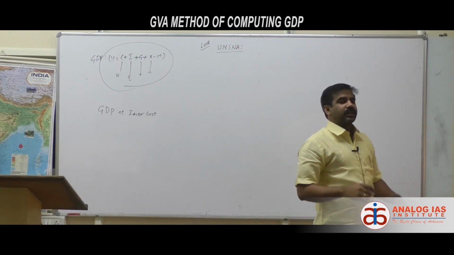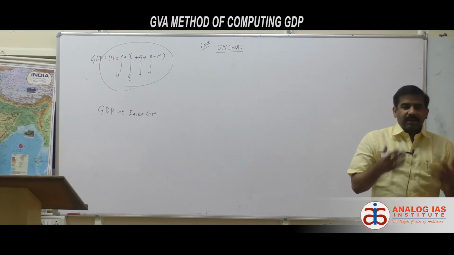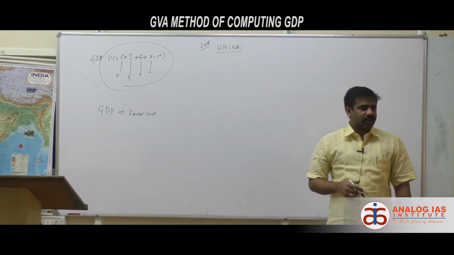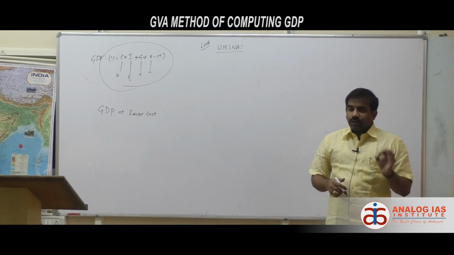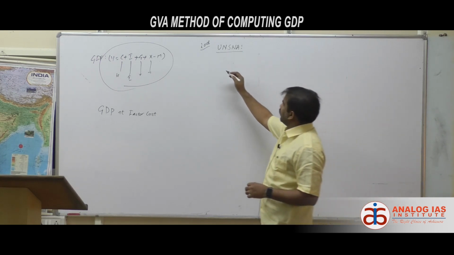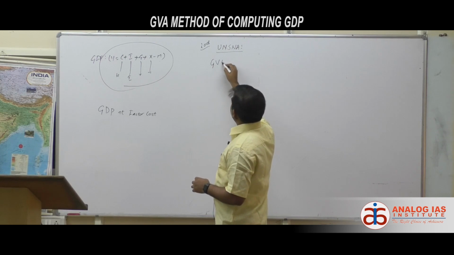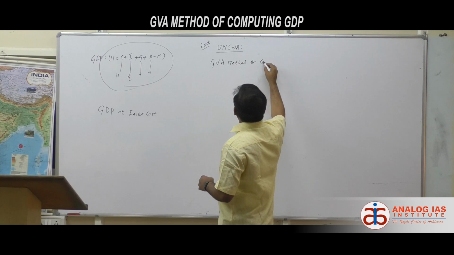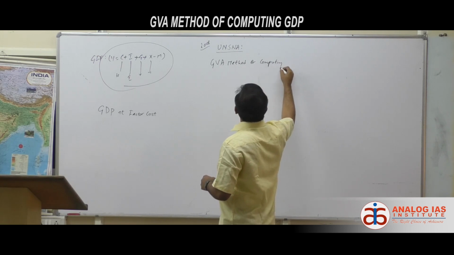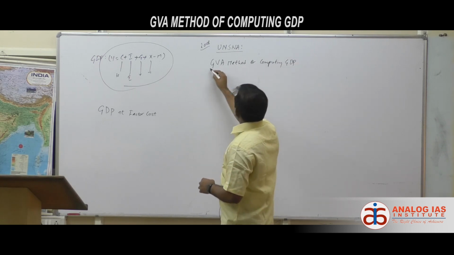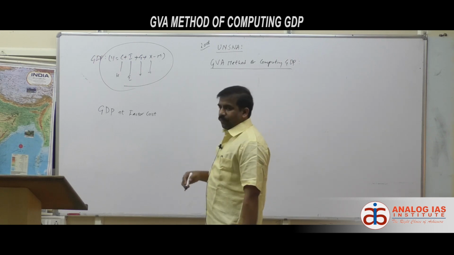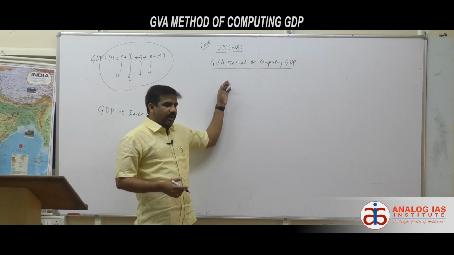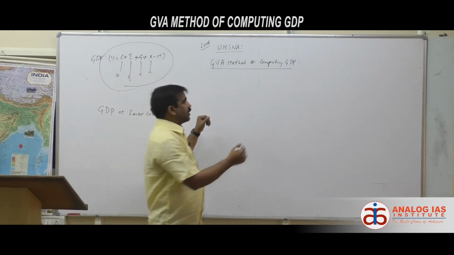So the United Nations came up with a better, an improved measure of calculating GDP, using a method called the GVA method. GVA stands for gross value added. So how to compute GDP using GVA? Before going into how to compute and the formulas that are required, let me explain exactly what gross value added is.